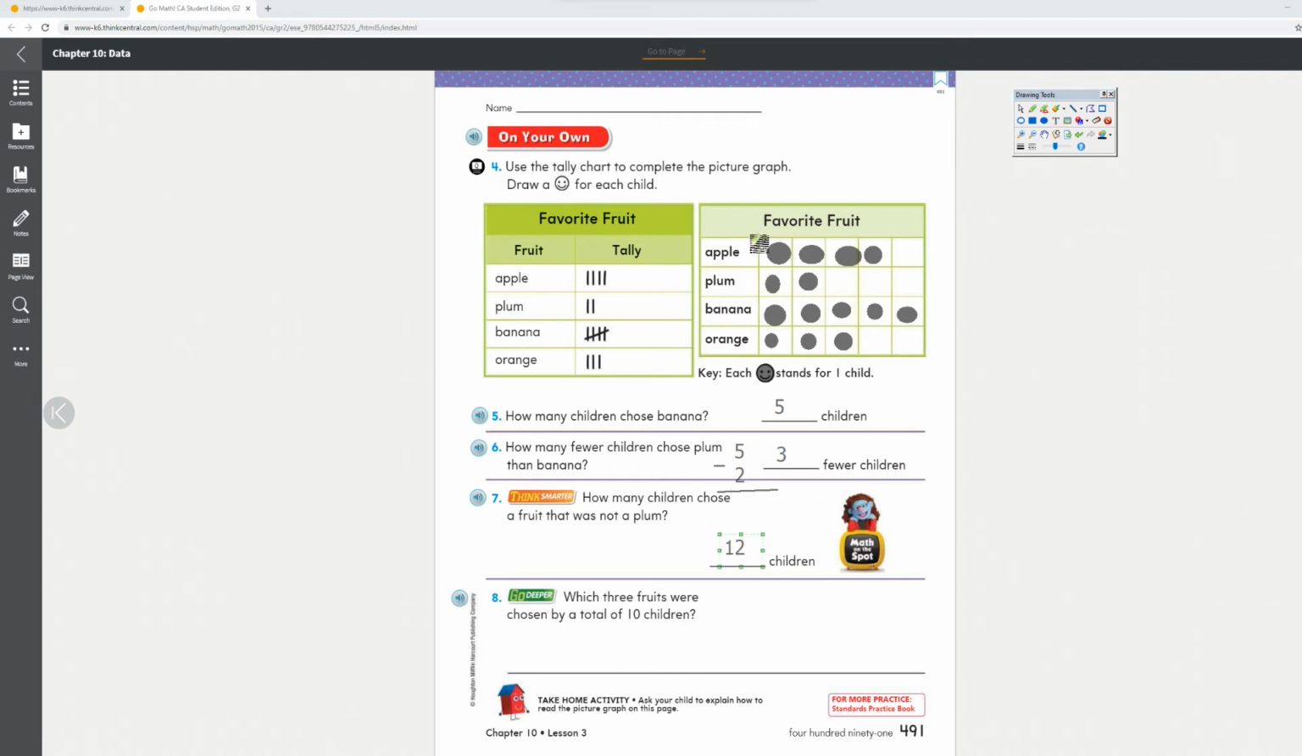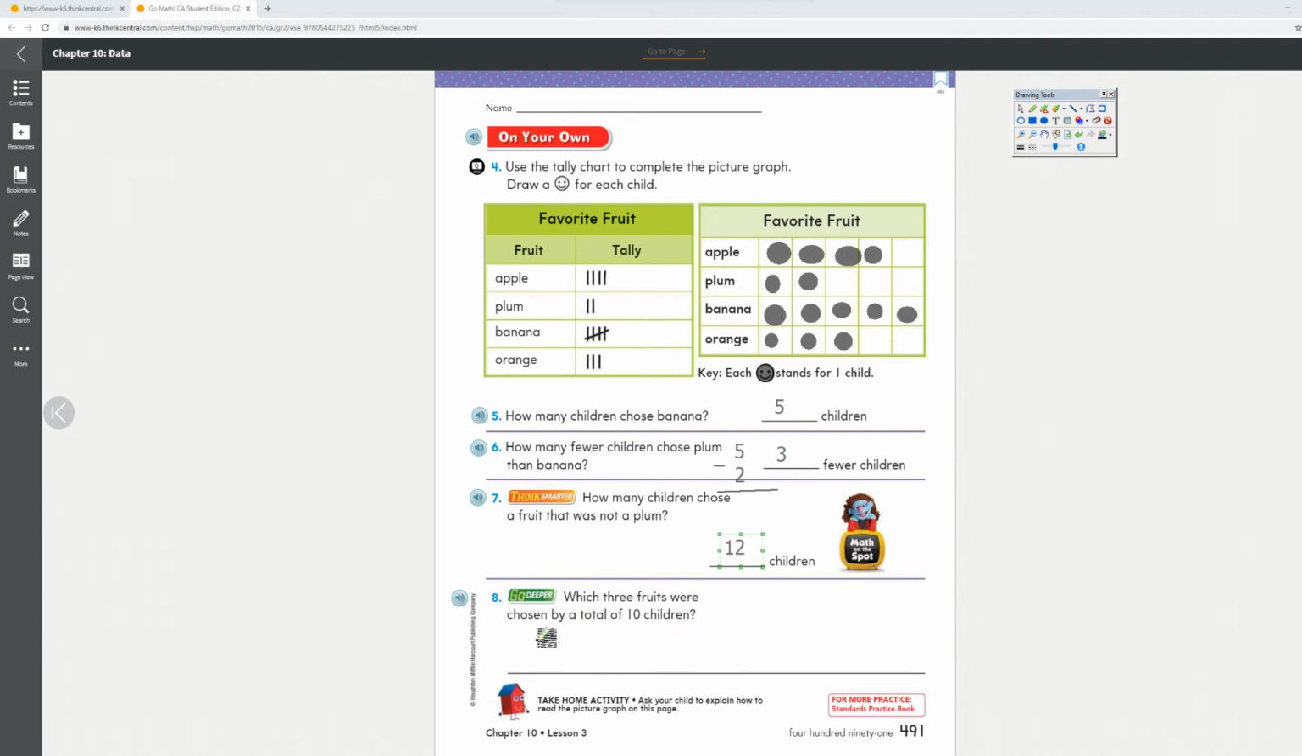So you're going to be adding all of the fruits together that are not the plum. So apple plus banana plus orange. That will be 5 plus 4 plus 3, and that gives us 12. So number 8, which 3 fruits were chosen by a total of 10 children?